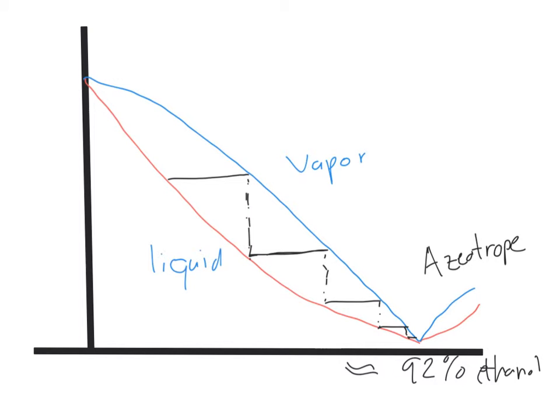There is a limit to the purity of the distillate because it becomes an azeotrope at 92% ethanol. This happens because when the vapor phase has the same concentration as its liquid phase, it in turn would prevent separation.